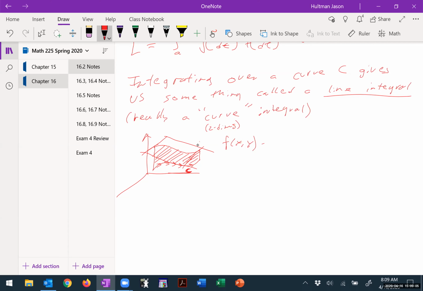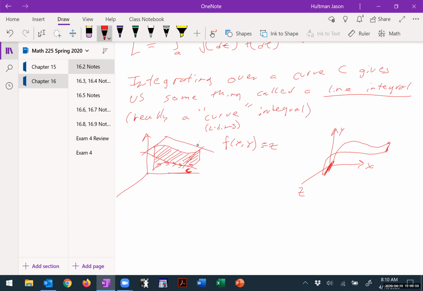The other picture is a little bit harder to draw. This was the Z direction, this was the X direction, the Y direction. Now the curve is really easy to draw here, because it's in the XY plane. We could draw something like that. But when I go out here, it becomes a little bit more challenging.